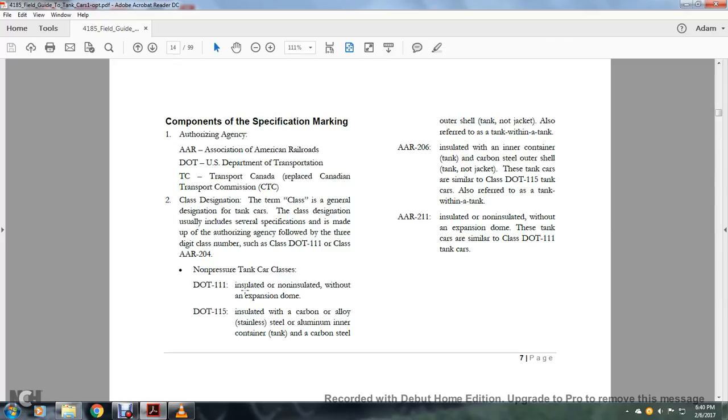Non-pressure tank car class DOT 111, insulated or non-insulated, without expansion dome. DOT 115, insulated carbon alloy, stainless steel, aluminum inner container, carbon steel outer shell tank not jacketed, also referred to as the tank within a tank. Association of American Railroads 206, insulated with an interior container tank and a carbon steel outer shell tank not jacketed. These tanks are similar to class DOT 115, but the tank cars are also referred to as a tank within a tank. Association of American Railroads 211, insulated or non-insulated, without expansion dome. These tanks or cars are similar to class DOT 111 tank cars.